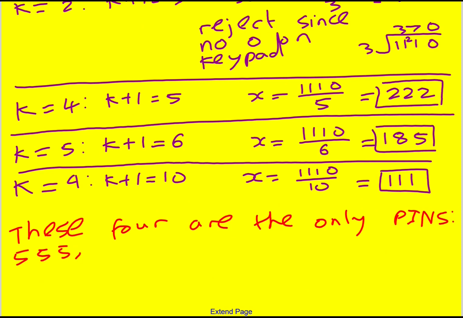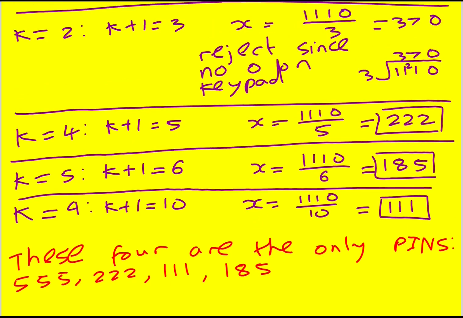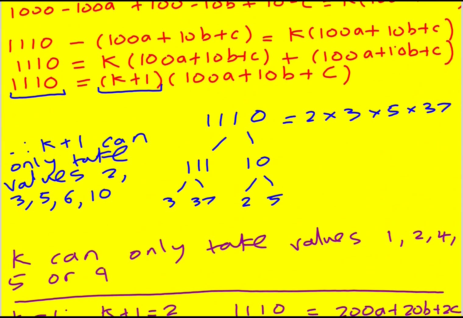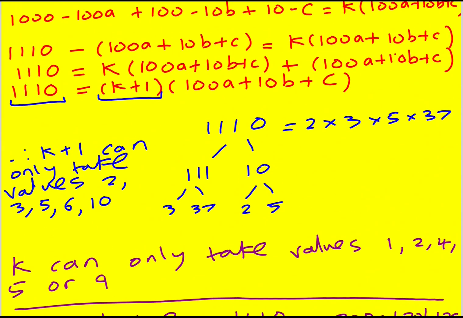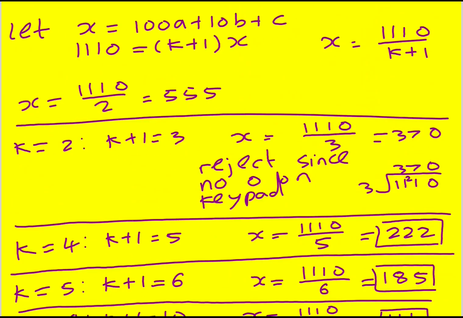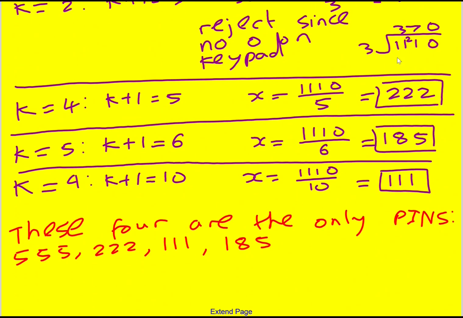555, 222, 111. Sorry, I haven't written them in order, but it's okay. 185. We've rejected the 370. We've done enough evidence along the way. We've said we don't need to check any other value of K. We've shown that K plus 1 had to take these specific values. And then we looked at them turn by turn, got the four answers, explained why 370 couldn't work. That is our complete solution.